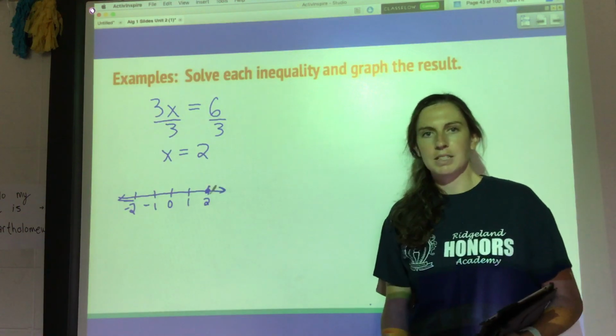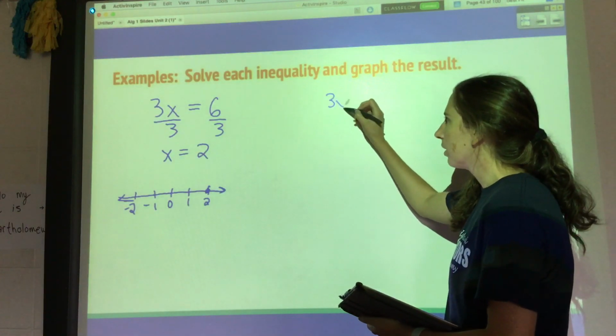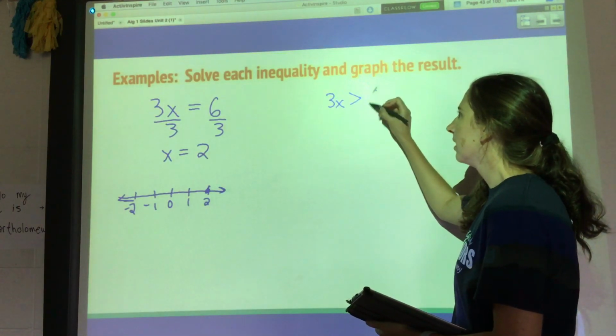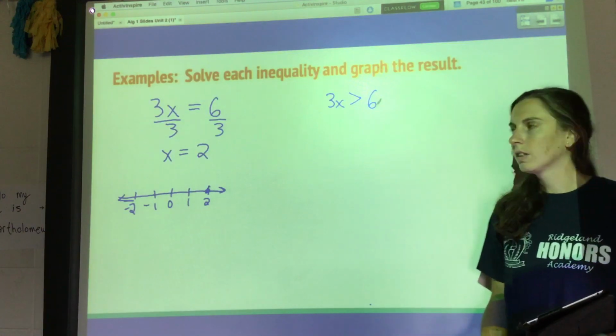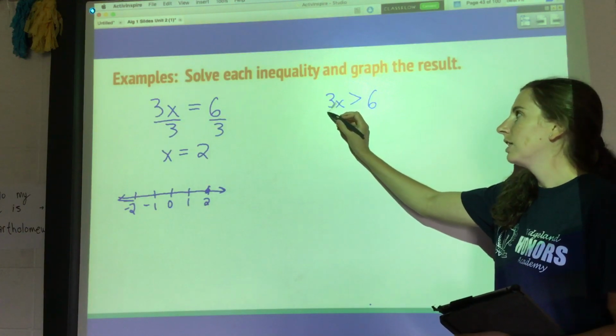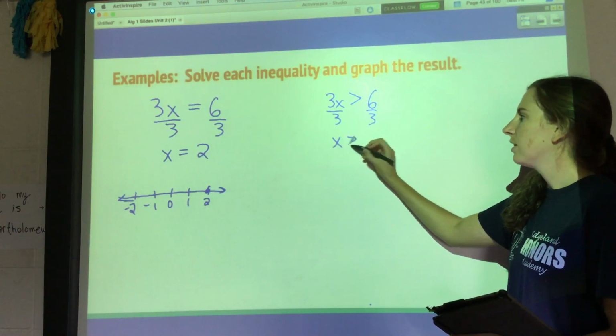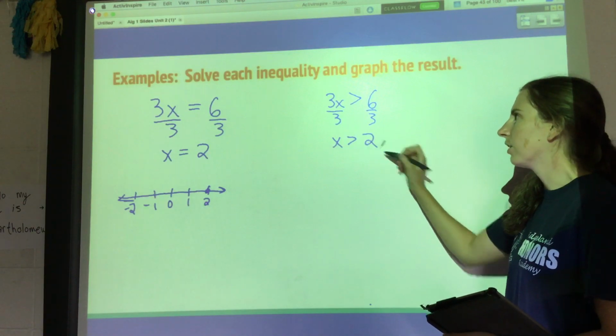Now let's see what happens if I make this an inequality. So instead, what if it were 3x is greater than 6 instead of being equal to 6? I will still just divide both sides by 3, just like we did before. And so in this case, x is greater than 2.